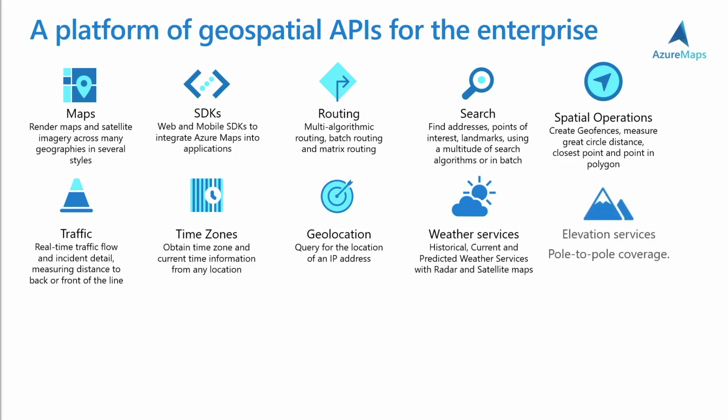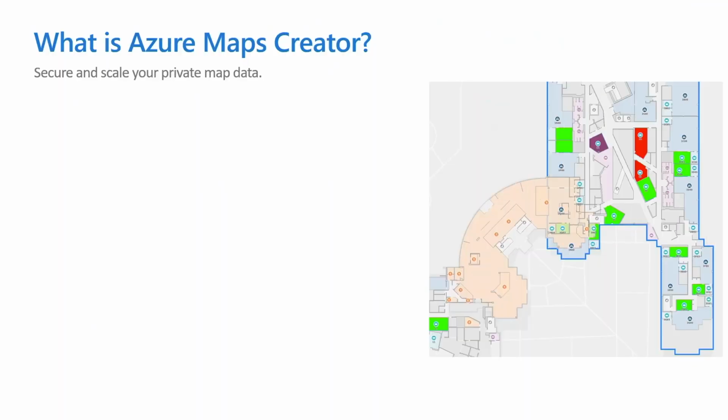Next, we have the elevation service. This has pole-to-pole coverage. You can get different kind of elevations, could be in a route or some specific part of the map. And last but not least, we have the Power BI integration. Actually, if you are using Power BI, you are an existing customer of Azure Maps. But this session is about Azure Maps Creator. So what is Azure Maps Creator?